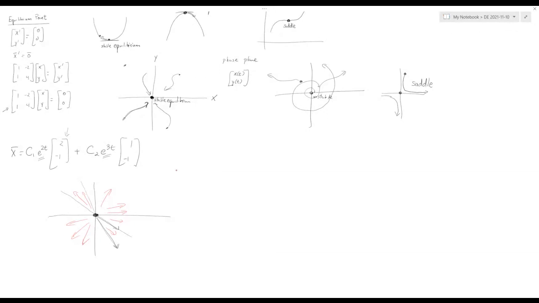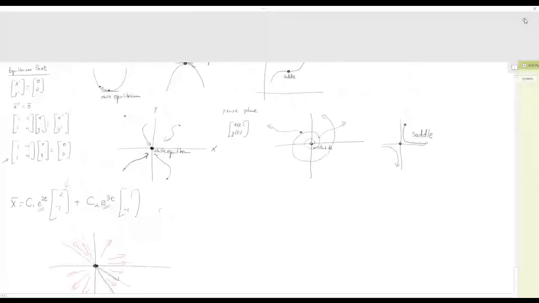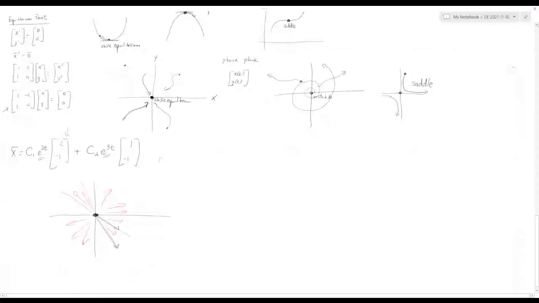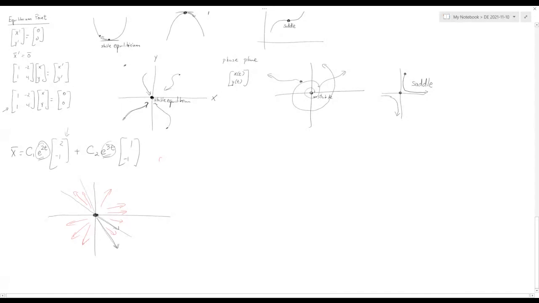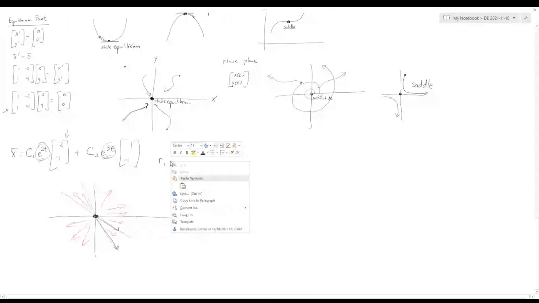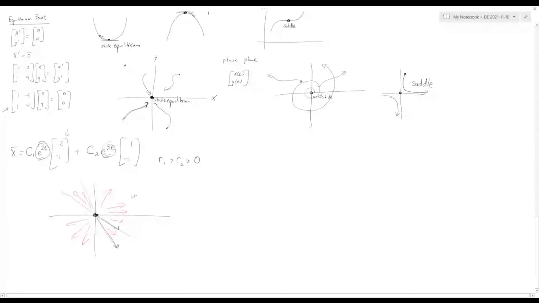So notice that both our eigenvalues for matrix A were positive, right? The eigenvalues were 2 and 3. And so that suggests, because of this exponential, that as t goes on, your vectors are getting larger, you move further away from the origin. So in the case where the eigenvalues are real numbers and both positive, then you're going to get an unstable node. Node because you're moving radially away from it.